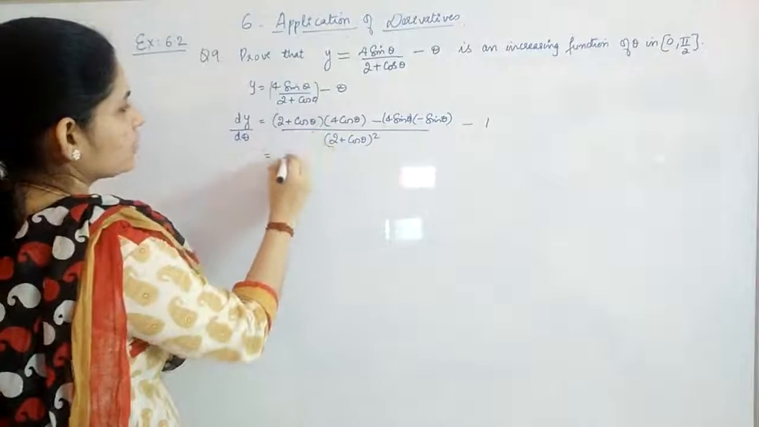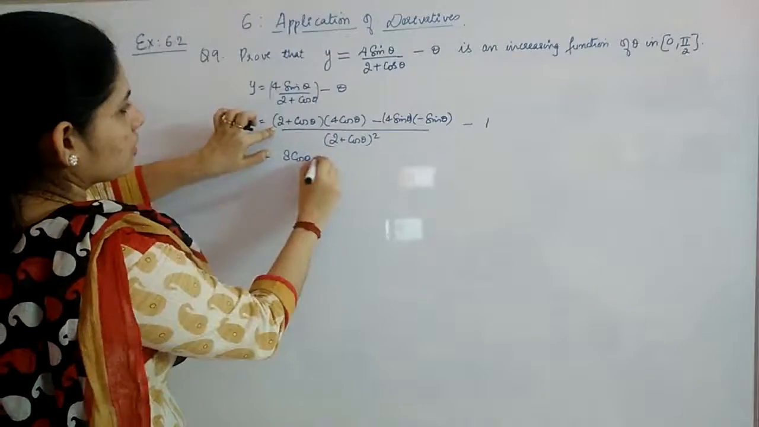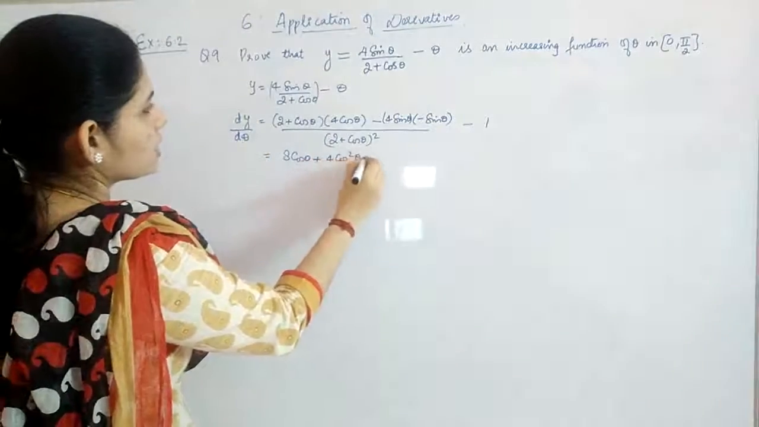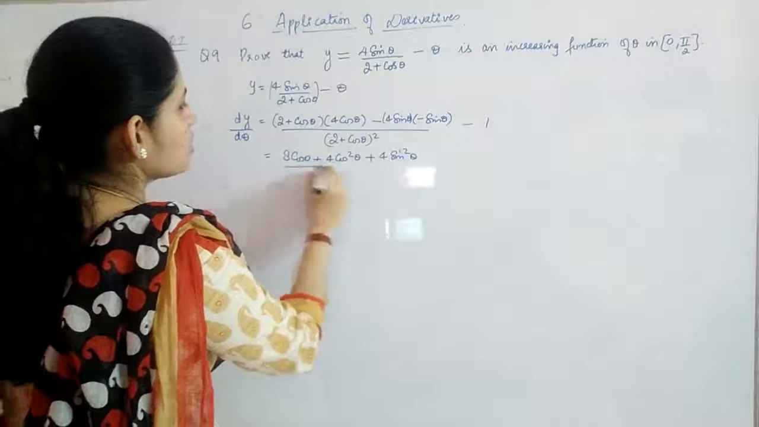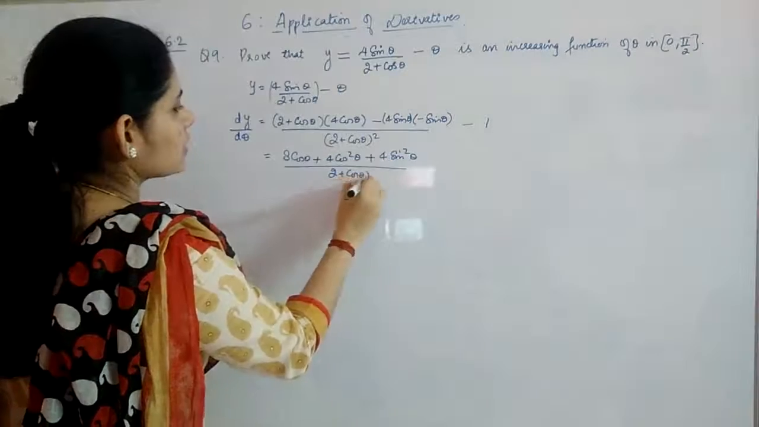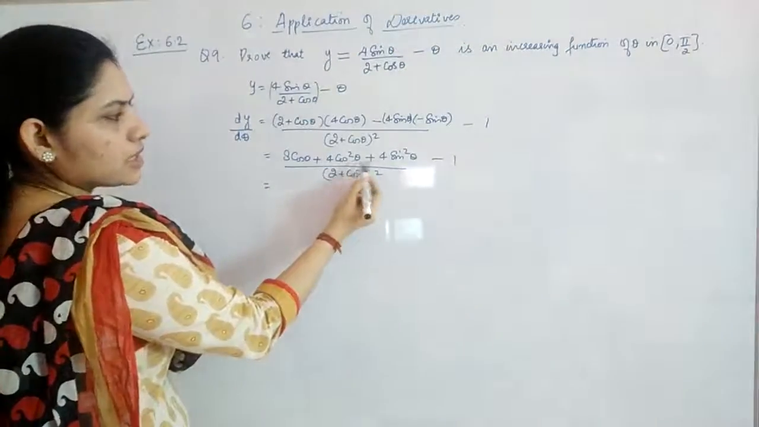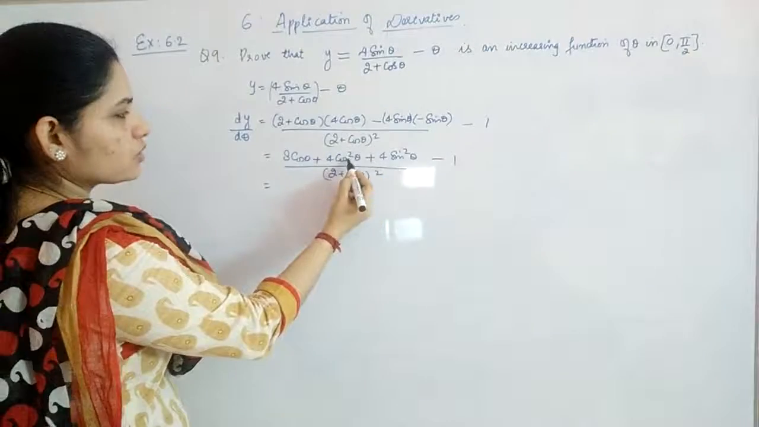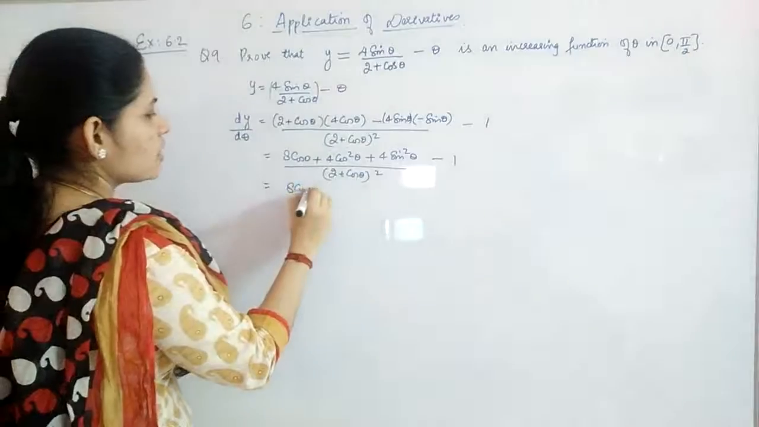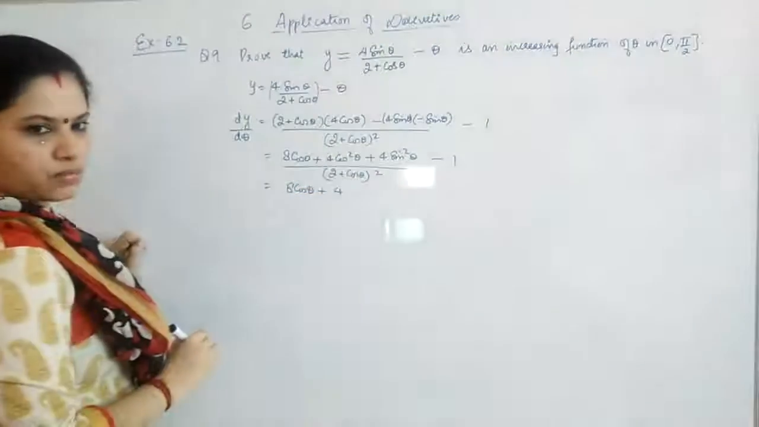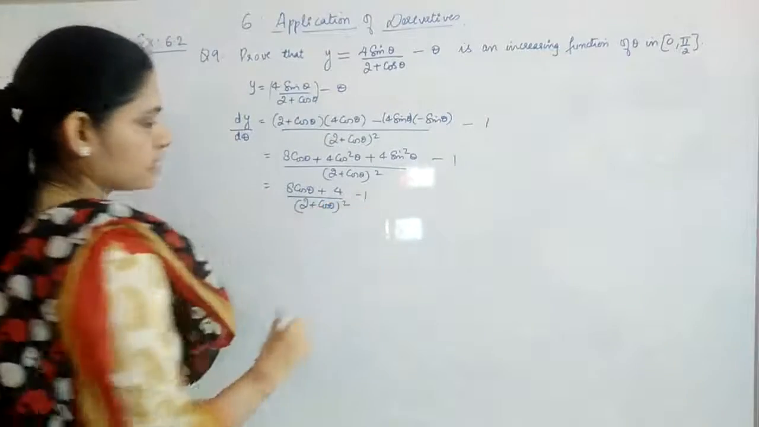Again this is equal to, if you multiply you will get 8 cos theta plus 4 cos square theta, minus into minus plus 4 sin square theta, divided by 2 plus cos theta the whole square, minus 1. From these two terms you can take out 4 in common, so that this will become cos square plus sin square, which is 1. So you will get 8 cos theta plus 4 divided by 2 plus cos theta the whole square minus 1.